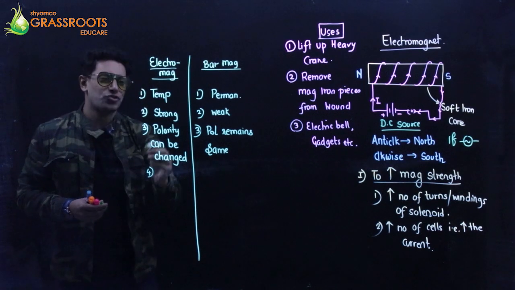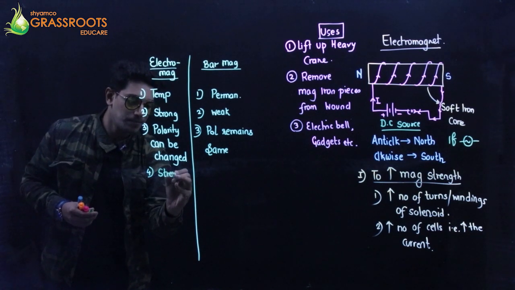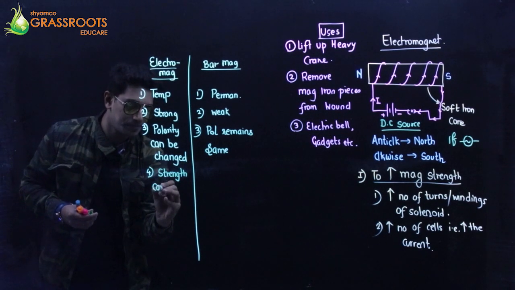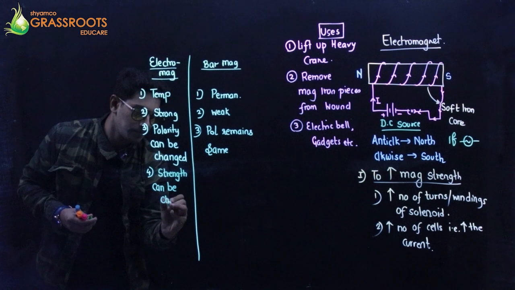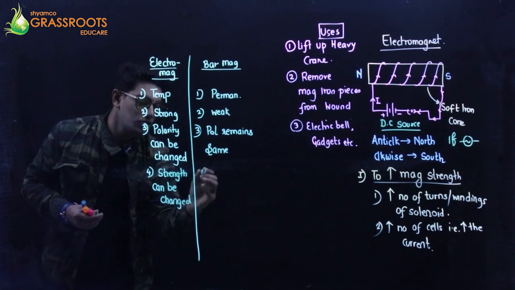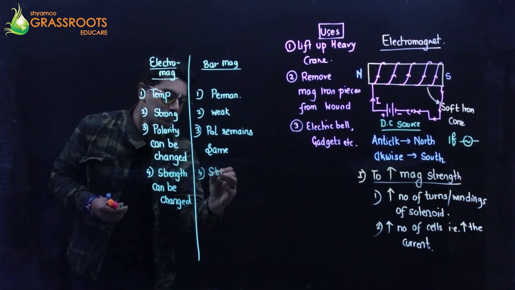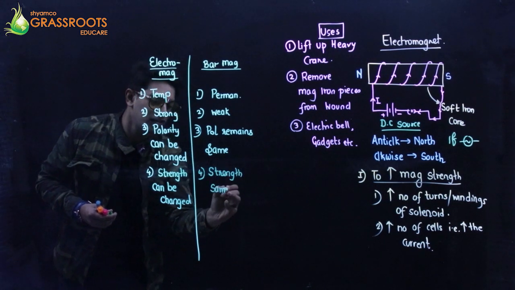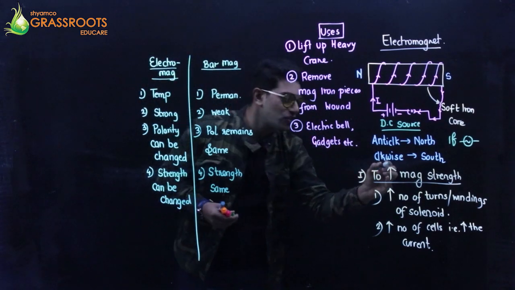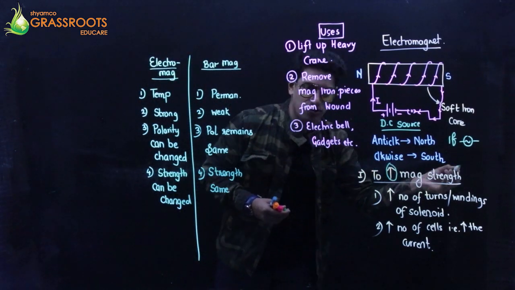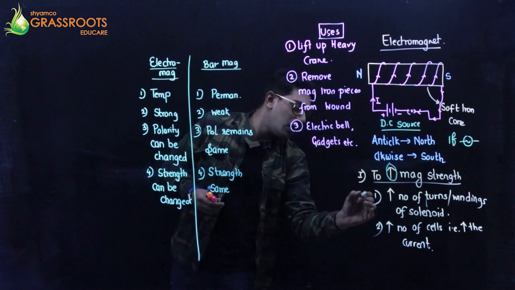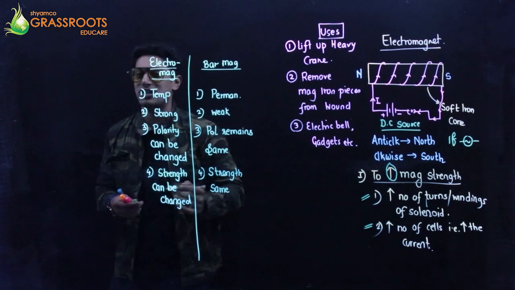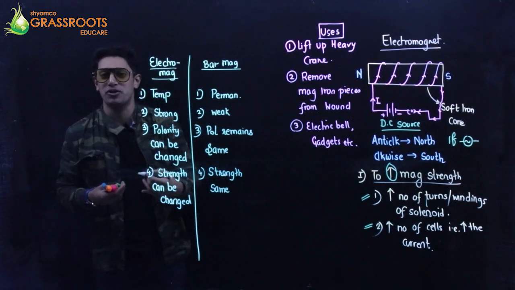All right. Strength can be changed according to the requirement. Strength of the electromagnet. Strength remains the same. How can you change the strength? Here it is. You can increase the strength, or you can decrease the strength by playing with these two factors. By changing these two factors, you can change the strength according to the requirement, the purpose.